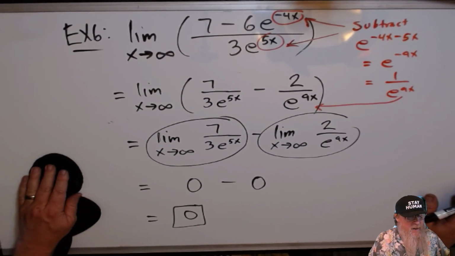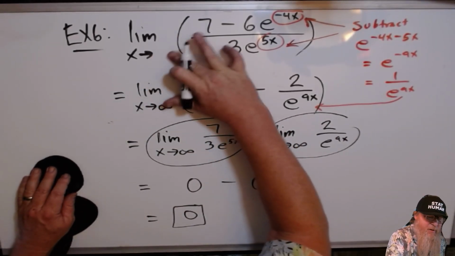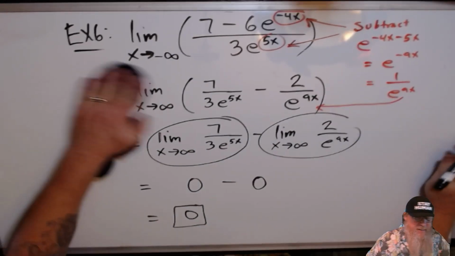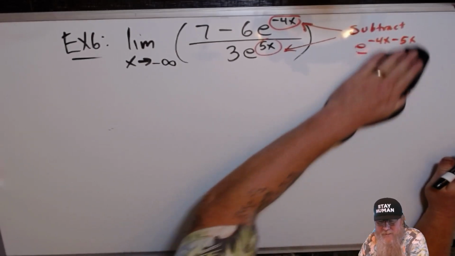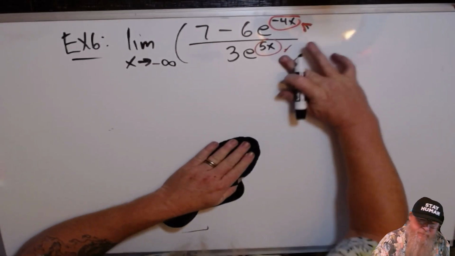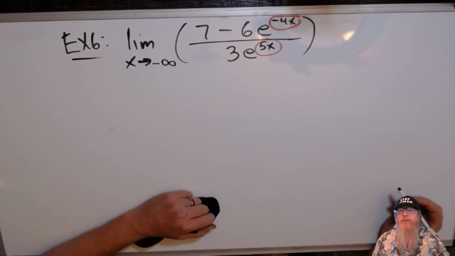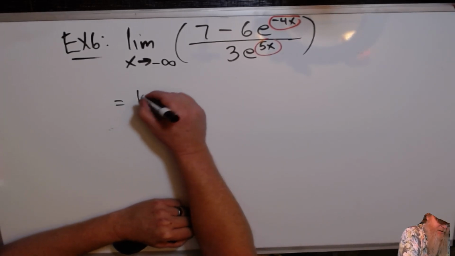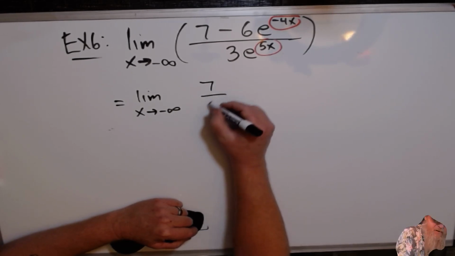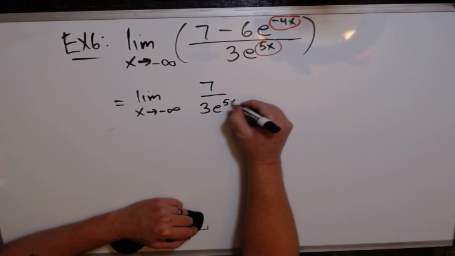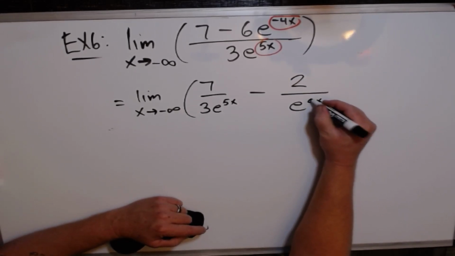All right. Let's do the same problem again. I don't want to call it a new number. Let's change that to -infinity. And let's call it the second part of example 6. All right, so that's the limit as x goes to -infinity of 7 over 3e to the 5x minus 2 over e to the 9x.